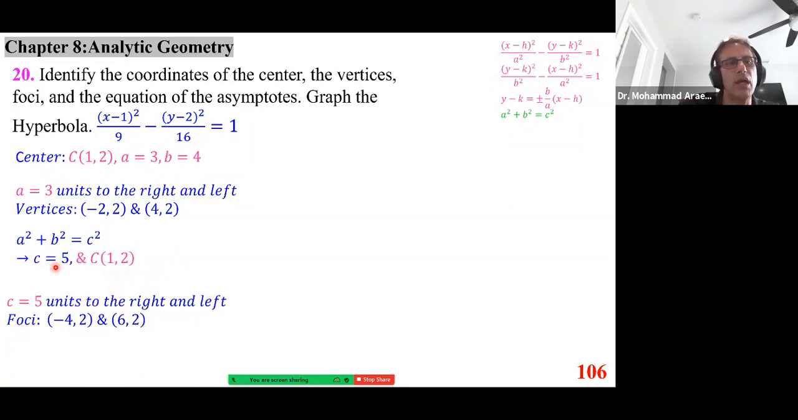So one more time, we calculate this value of c using this formula. We have the center located at 1 and 2. We move 5 units to the right, which makes this 1, 6. 5 units to the left, 1 minus 5 makes a negative 4. So we have those.